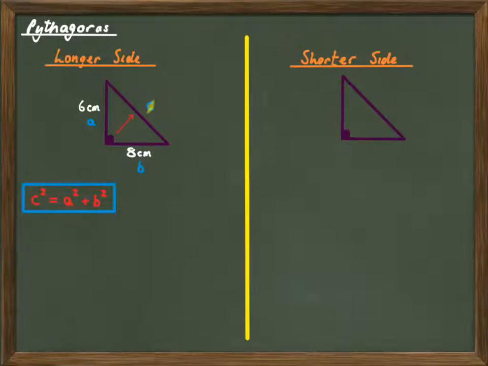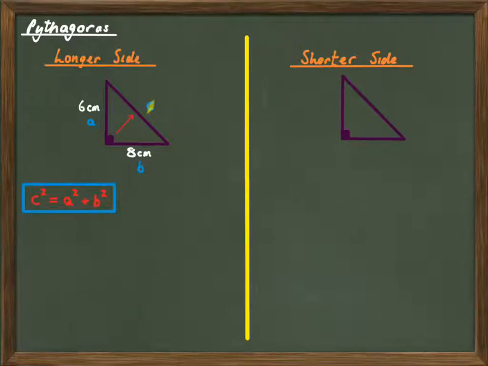Underneath then, in this box, this was Pythagoras' theorem. He said that the longest side squared should be equal to the two shorter sides squared and then added together. Some of you may have also seen it as a squared plus b squared equals c squared. It's exactly the same thing, just written a different way round. So we're going to work through it like that.